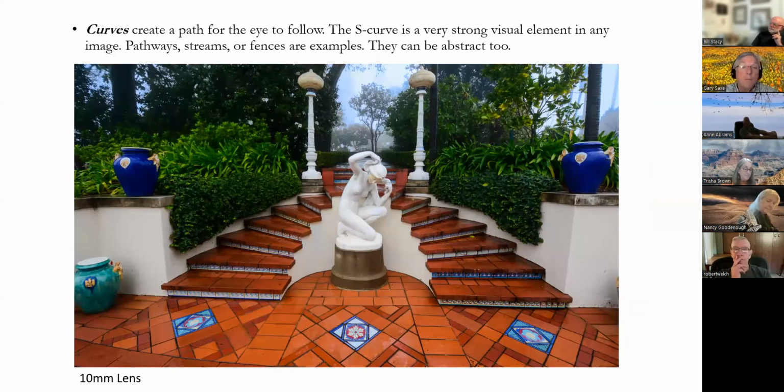Curves create a path for the eye to follow. The S-curve is a very strong visual element in any image. Pathways, streams, or fences are examples. They can be abstract too.